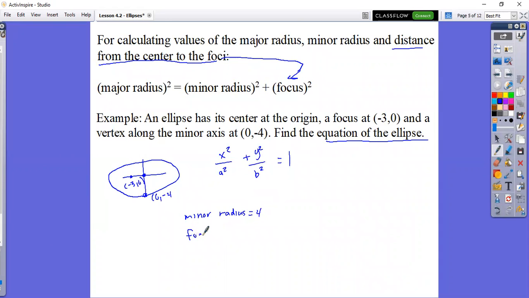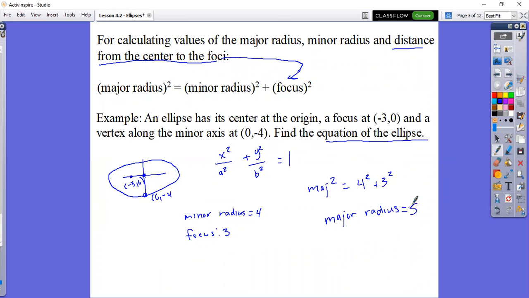The distance from the focus to the center, I can tell from this right here, from 0 to -3, that distance is 3. So then to find the major radius, squared will be equal to 4 squared. I'll do it in the order that we have up here. This will be 4 squared because that's the minor radius squared plus 3 squared. In this case, this is a Pythagorean triple. So then the major radius would be equal to 5.